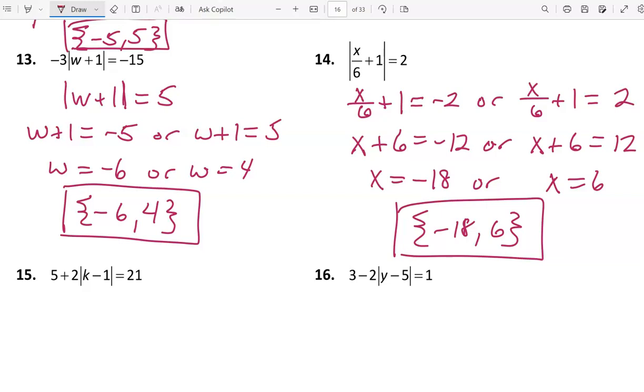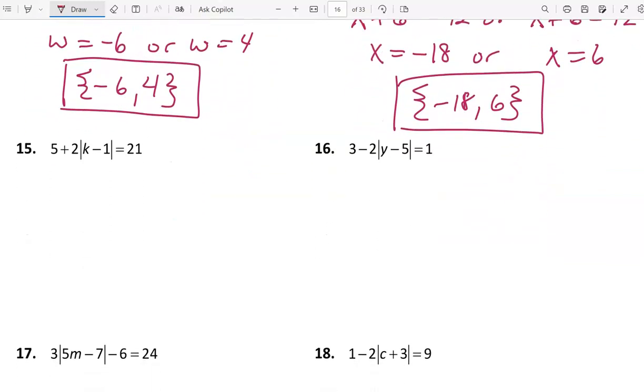Remember, your solution set should have curly brackets. Parentheses are reserved for ordered pairs, which are points on a graph.